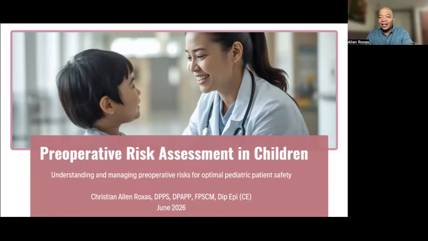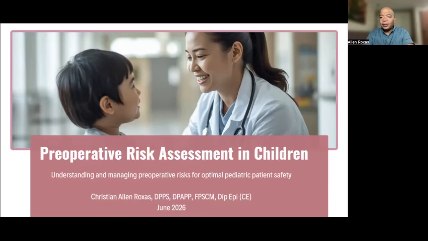So, today I will be discussing preoperative risk assessment in children, specifically how we identify, stratify, and manage perioperative respiratory risk. As pediatricians, we are frequently asked to provide preoperative clearance. However, one of the key messages from this lecture is that our role is not really to clear patients for surgery. Rather, to understand the risk, we should be able to communicate this risk and help the perioperative team make the safest possible decision for the child.